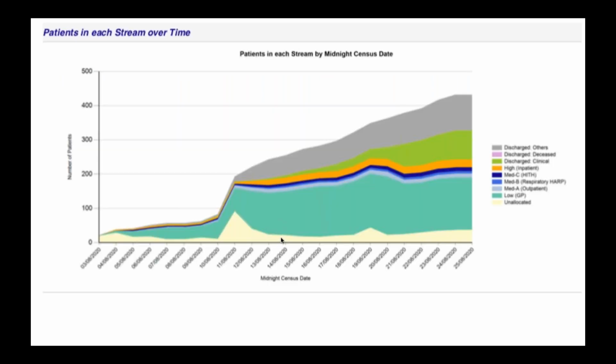I just wanted to show this, and I apologise, both of the next 2 slides are a little bit blurry, but the vast majority of patients that we've seen in the program fall into the aqua band, which is low risk patients suitable for care in general practice. Our group that have been hospitalised have also stayed pretty consistent all the way through. And the grey band at the top is people that we're discharging. We're discharging more and more, obviously, because the majority of patients were diagnosed a couple of weeks ago.